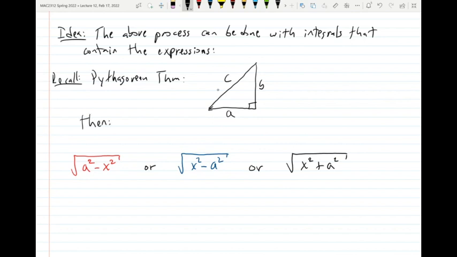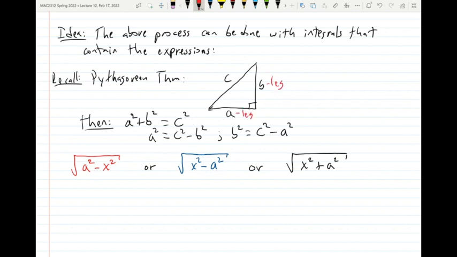So then A squared plus B squared equals C squared. Everybody okay with this? What else can we write here? We can also say that A squared equals C squared minus B squared, right? But we can also say that B squared equals C squared minus A squared. Does that make sense? So, moral of the story. Notice that here, what are A and B? Those are the legs of the triangle. So this is a leg, this is a leg, and this one here is the hypotenuse, right?